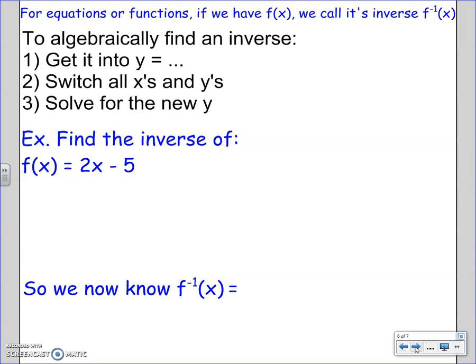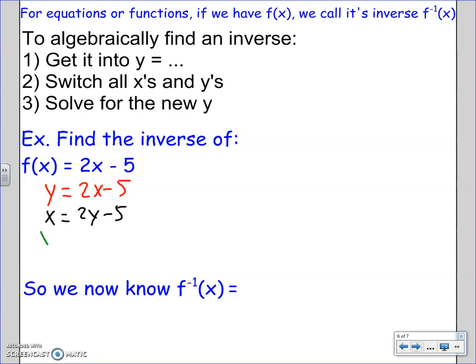So here it says find the inverse of f of x equals 2x minus 5. I want to flip x and y's, but I don't see y yet. So I'll change this to y. So step 1, done. Step 2 says flip all x's and y's. So this is now x, and this is now y. Step 3, the long step, is solve for y.